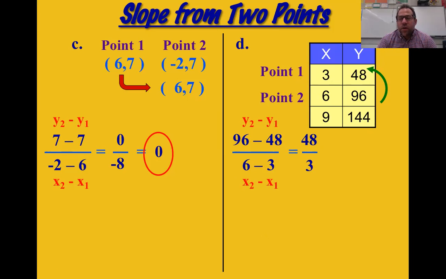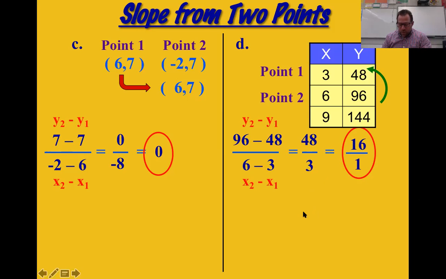Now, we can simplify or we can just divide. We could divide 3 goes into 48. I like to think of it in simplifying, so I'm going to take a 3 out of both. So we get 16 over 1. And there's your slope, 16 over 1. Okay, so that's all you've got to do in those notes.